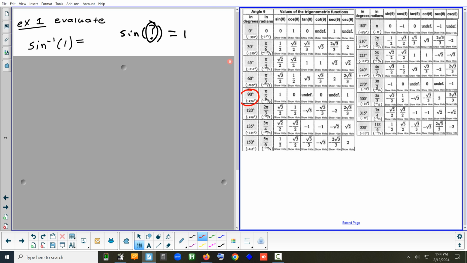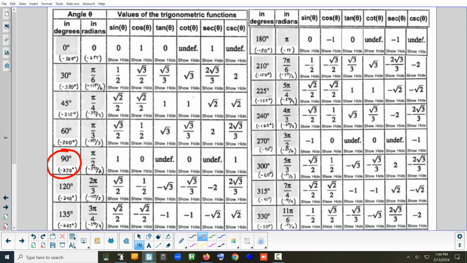Let's keep looking. Does 1 ever come up again in the sine column? No, it doesn't come up again. So I circled, there's 2 answers when you zoom in. There's 90, which is the same as negative 270.